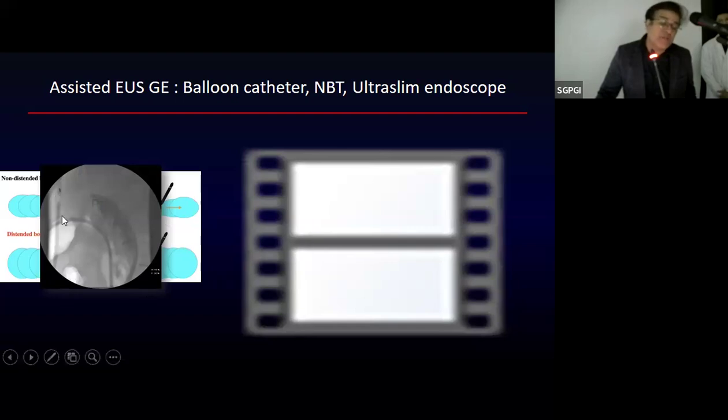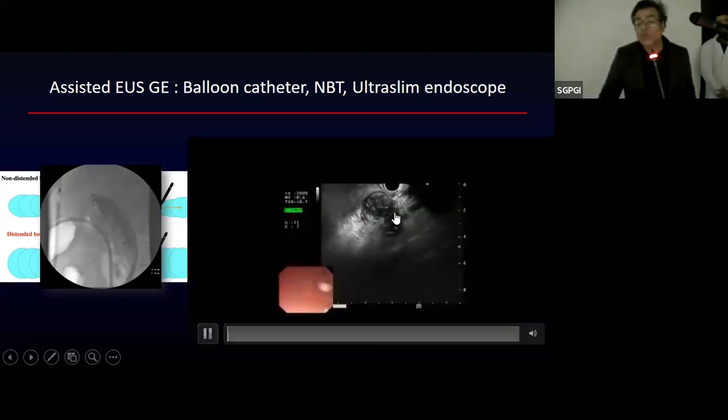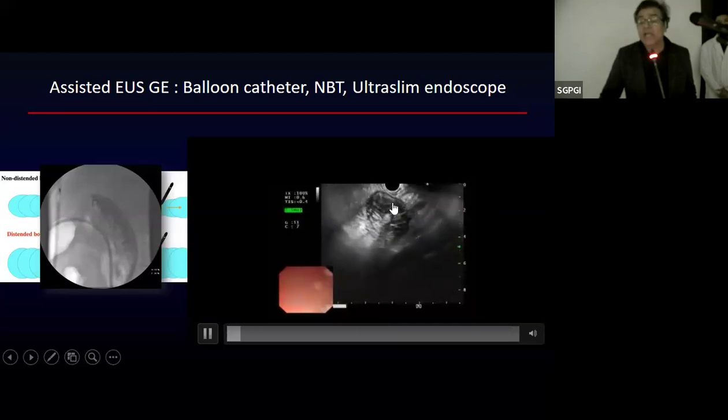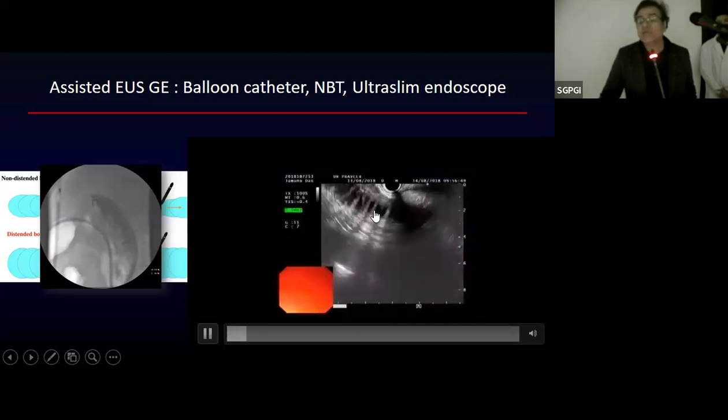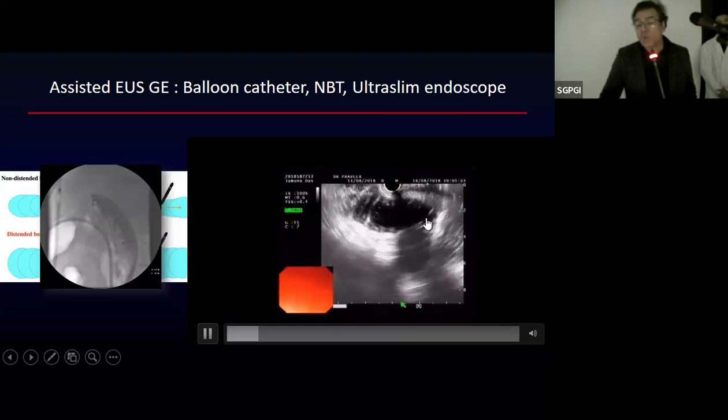So as you can see, the first step that we do is to place a nasojejunal tube across the site of the obstruction. If there is a total obstruction, you obviously can't do this procedure with our technique. And then once you have passed the nasojejunal tube, this is the collapsed bowel that you're seeing from the stomach. Once you distend this with the nasojejunal tube, this is what you get. So this is a distended small bowel. Just have to be sure that it's small bowel and not a colonic loop.